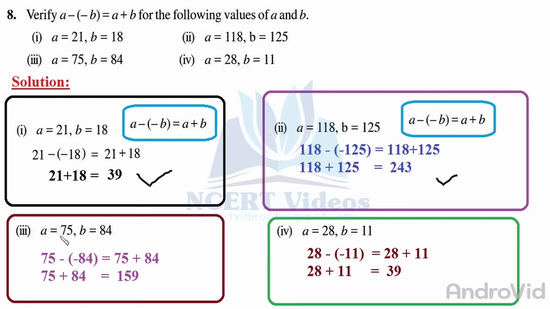Now third, a and b are changed. 75 minus minus 84. Similarly, on the right hand side, 75 plus 84, placing at the place of a and b, and negative negative is plus. When you add 75 plus 84, 5 plus 4 is 9, 7 plus 8 is 15. Last part, a is 28, b is 11, just substituting the values in a and b and obtaining the result. So 28 minus minus is plus. Just remember this, minus minus is plus. It gives you 39. That makes your question number 8.